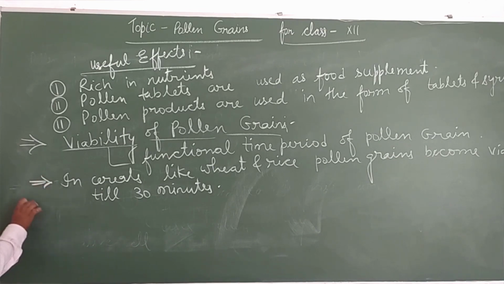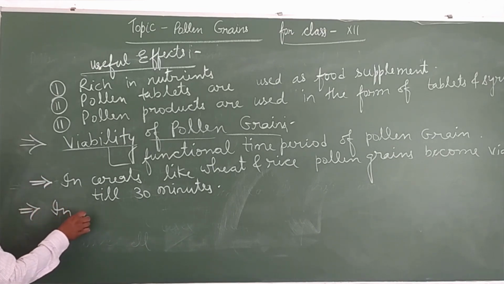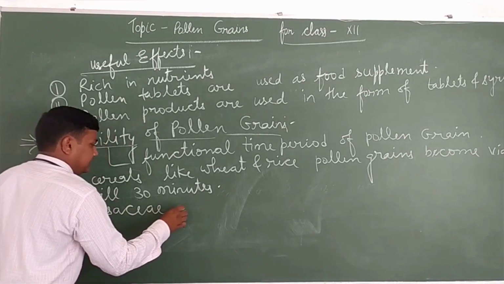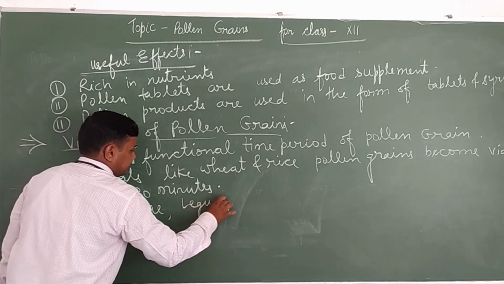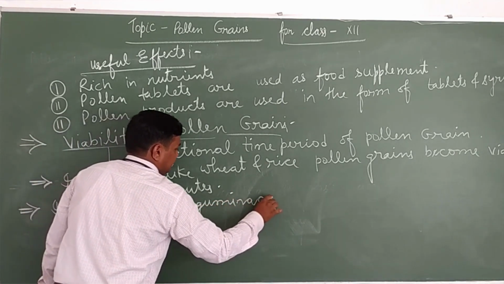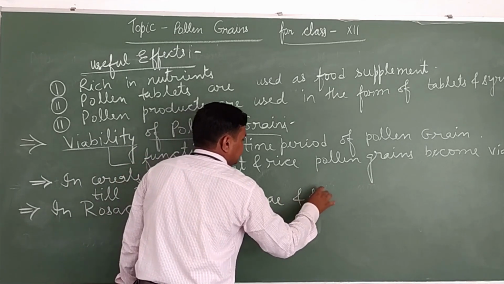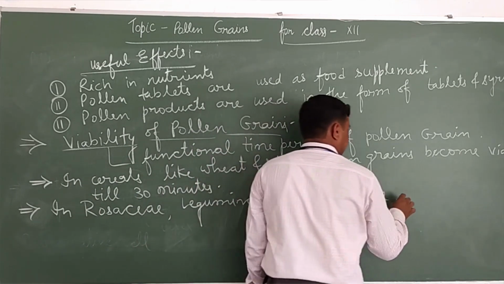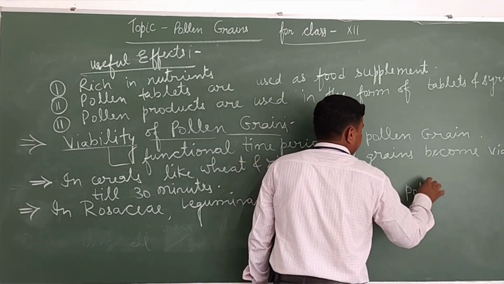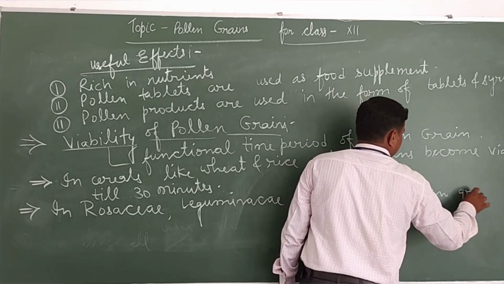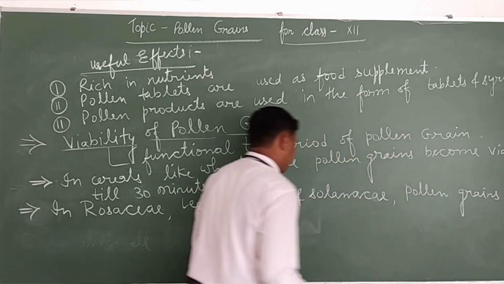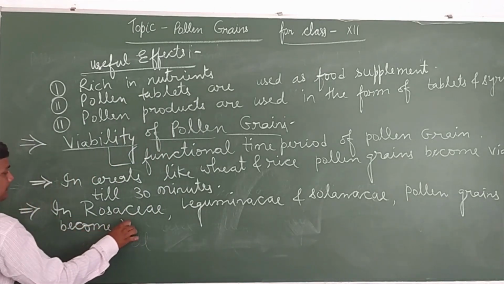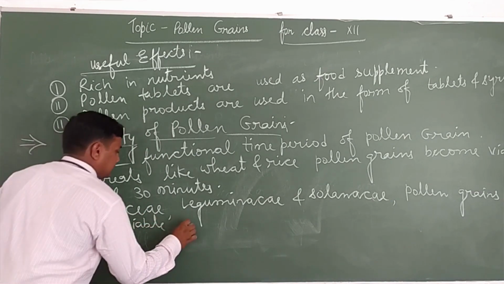And the next point is that in the Rosaceae, Leguminosae and Solanaceae families, pollen grains become viable for months.